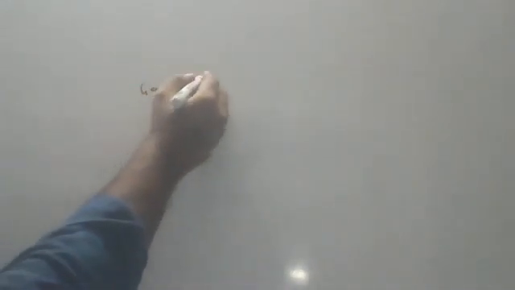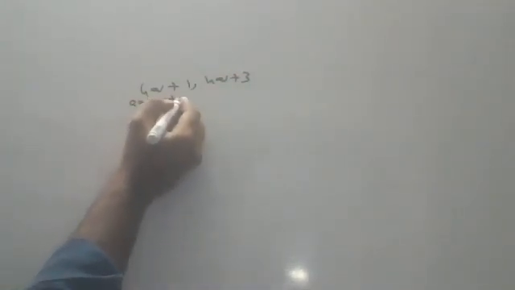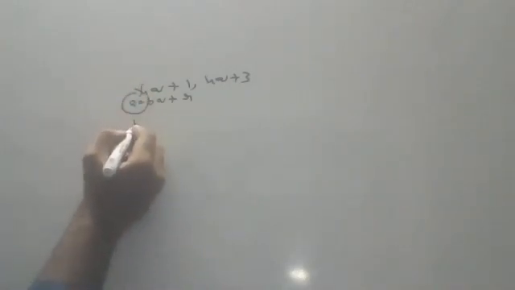Show that every positive integer is in the form of 4q plus 1 or 4q plus 3 for some positive integer. Okay, he's asking 4q plus 1 and 4q plus 3 only. Means A is equal to BQ plus R, no, children. In place of B, who is there? 4.